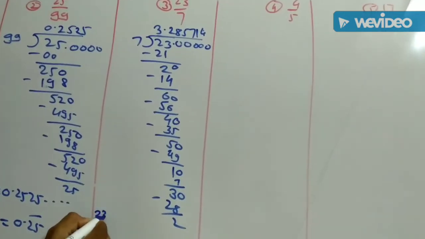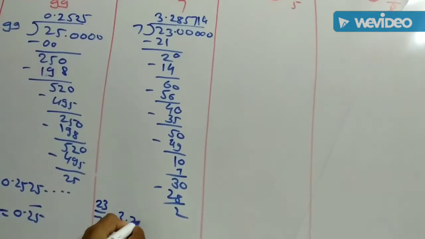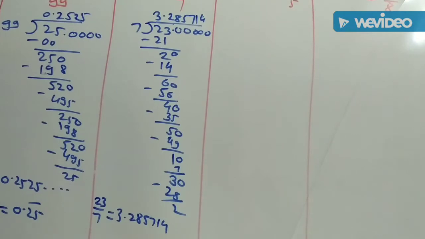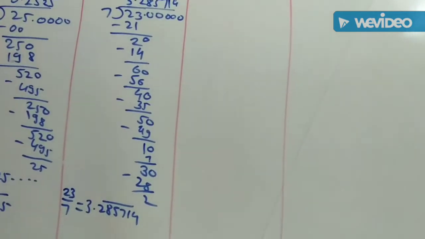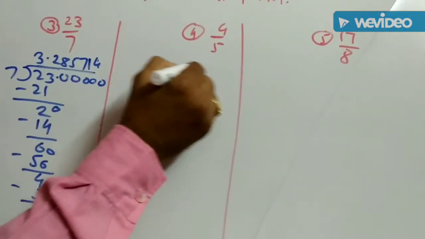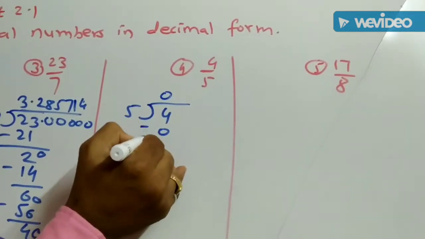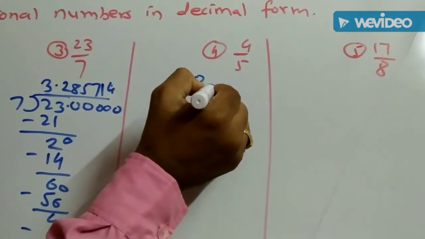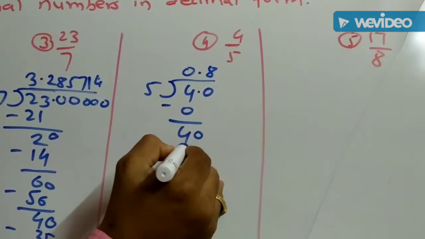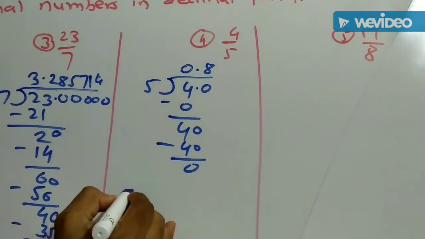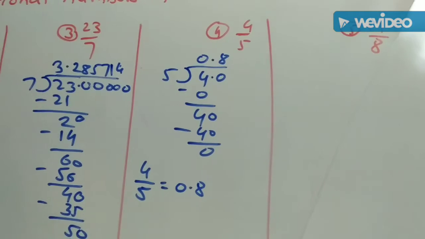Therefore we can write 23 upon 7 as 3.285714, and it is recurring, therefore we put the bar on it. Then next, the fourth is 4 divided by 5. Again divide by 0, we get 4. Decimal point, here we take 0. 5 eights are 40, and therefore the decimal form of 4 upon 5 is 0.8.